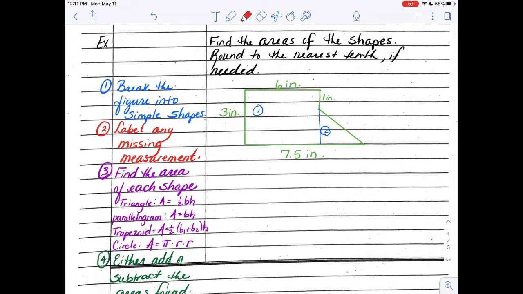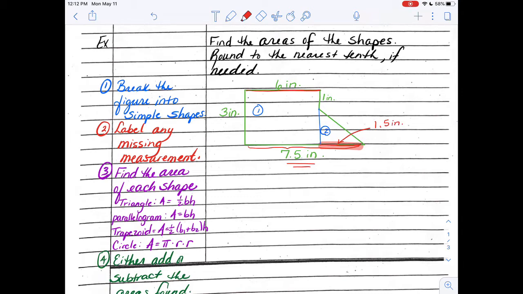That looks good. For the triangle, I need to know the base. Oh, wait a minute. I don't know that base. Could I figure that out? Well, if that whole entire length is 7.5, how could I figure out what just that much is? Well, notice up on the top, this much is 6, which means this much, continuing to get that 7.5, must be 1.5 inches. So I was missing it, but I can figure that out.